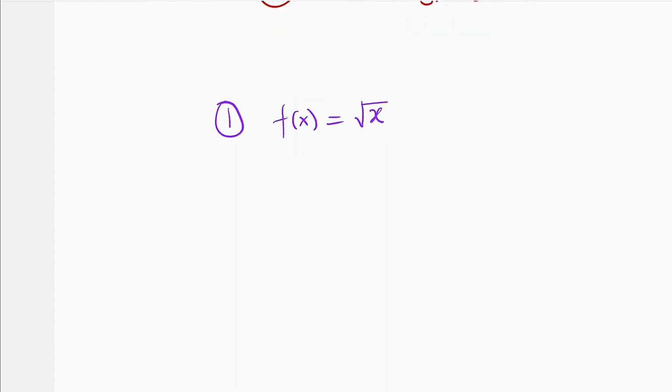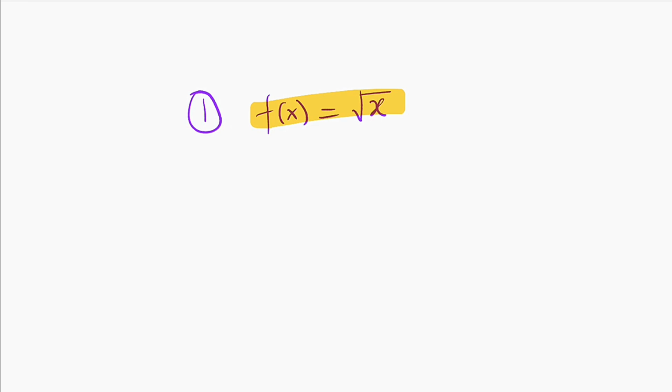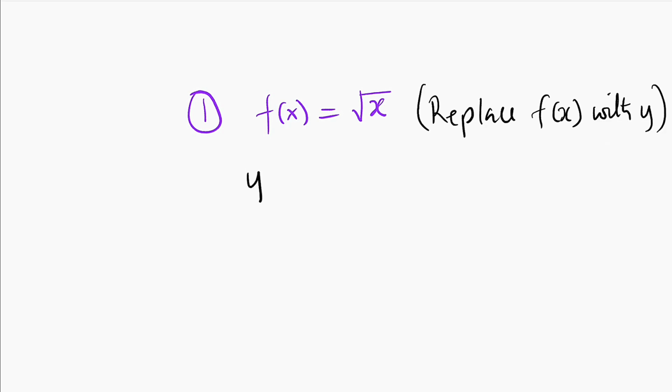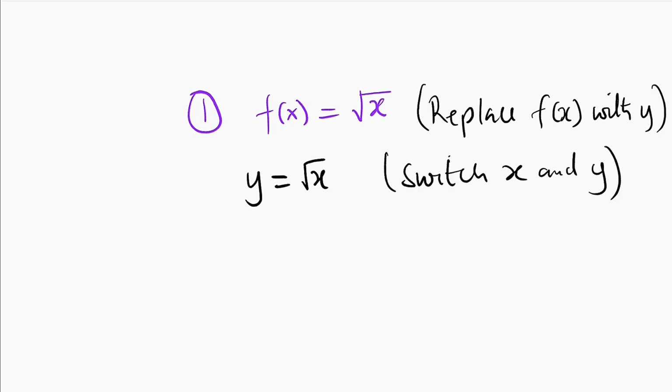Our first example is f of x equal to square root of x, and we want to find the inverse of this function. So the first thing we are going to do here is to replace f of x with y. So we have y equal to square root of x. Next, we are going to switch x and y. This means that wherever we have x, we are going to write y, and instead of y, we write x. So x will be equal to square root of y.